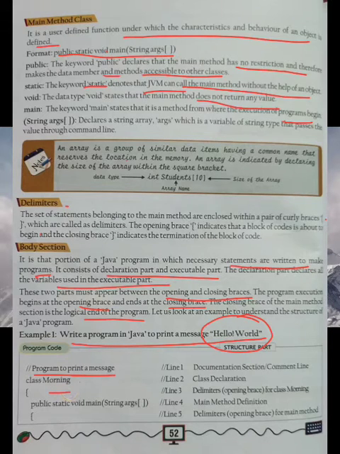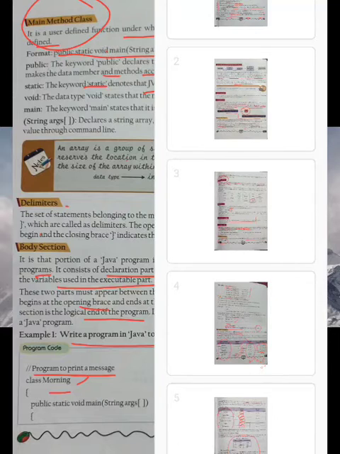Second is declaration of class. We have declared class morning. Then the delimiters: this brace is opening for the class. Public static void main String args, that is the main method definition. Just now we have studied the main method. Then opening braces for the main method, we are opening the braces for the main method. Let's see again in the next page.